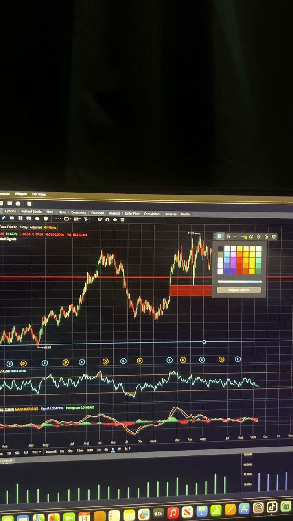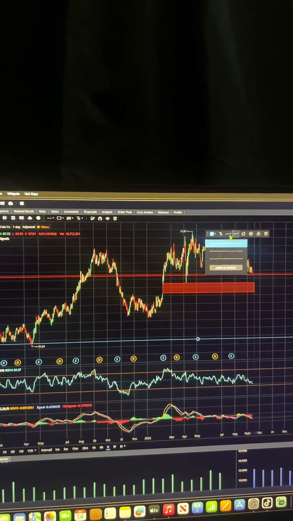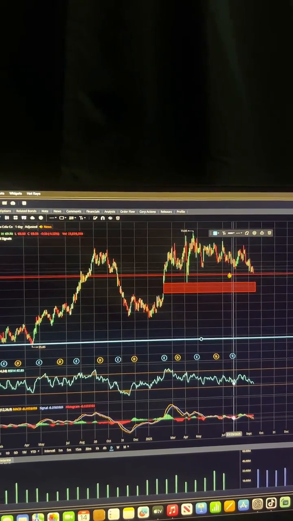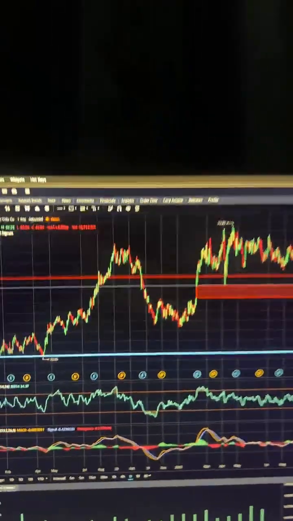I'll make it blue and I'll make the line super thick like I like my chick. Hold on. Not super thick, but yeah, you get it.